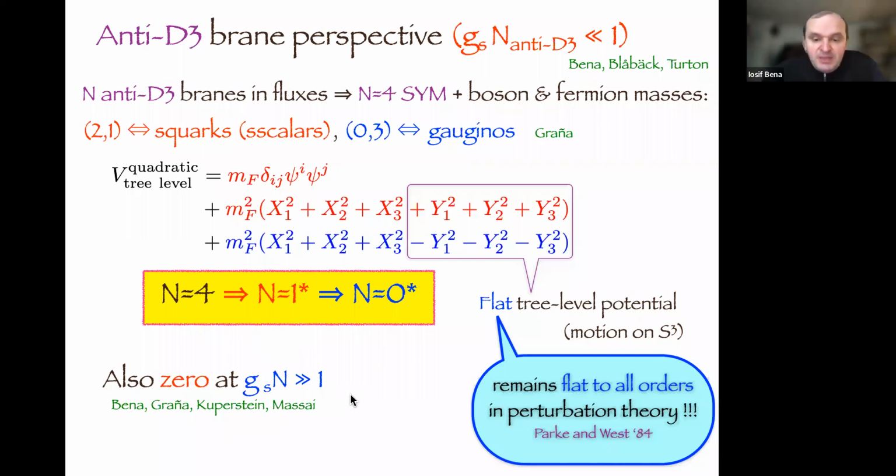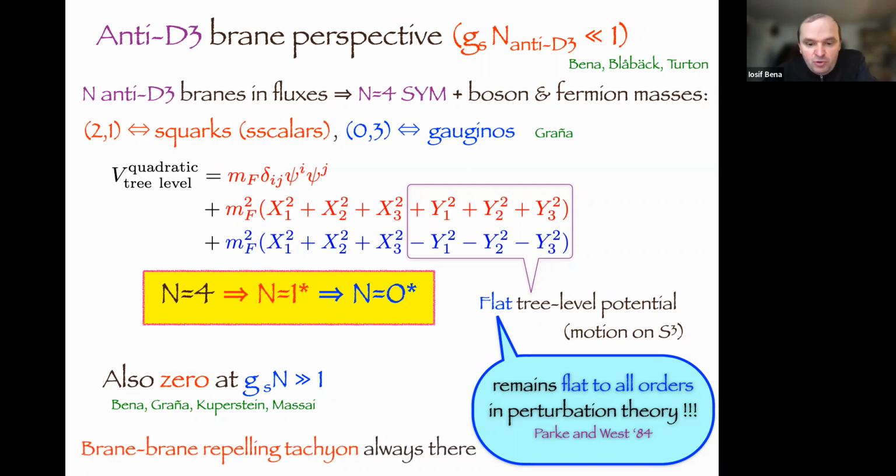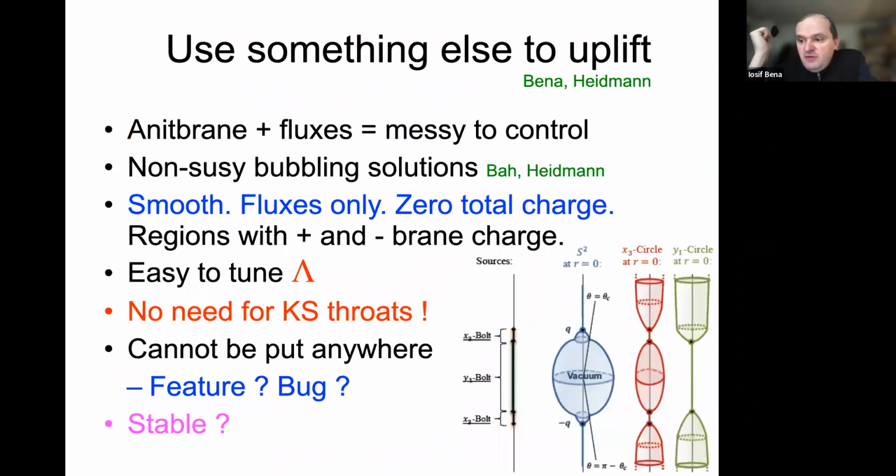So this makes us believe that this tachyon, this brane repelling tachyon, is still going to be there, even if we look in the regime of parameters when the branes don't back react. So this is again some way of matching things. So the conclusion is that if you put anti-D branes in long throats, they seem to be unhappy.